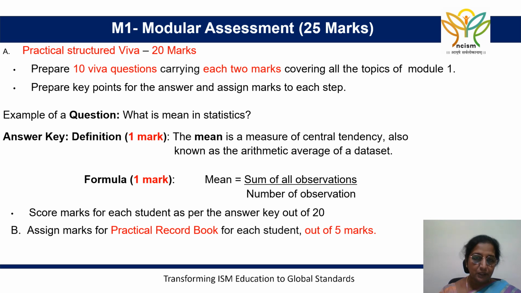That is, the mean is the measure of central tendency, also known as the arithmetic average of a data set. For formula, you give 1 mark. That is, mean is equal to sum of all observations divided by number of observations. Score marks for each student as per the answer key out of 20. Coming to part B, assign marks for practical record book for each student out of 5 marks.